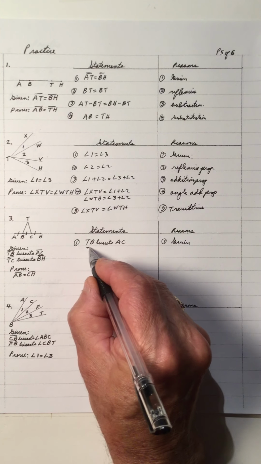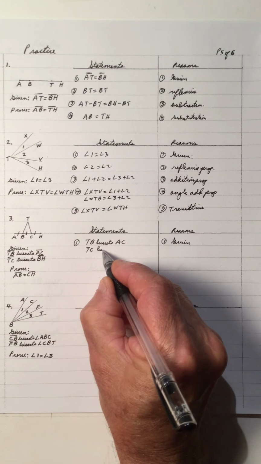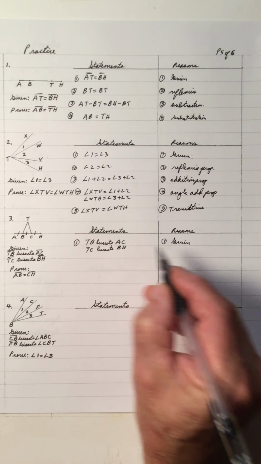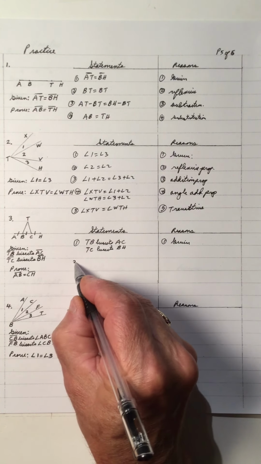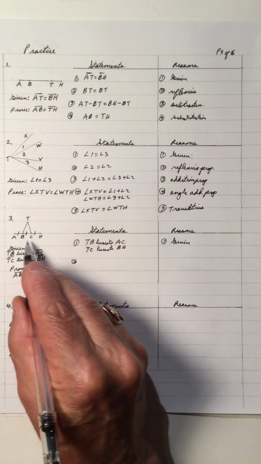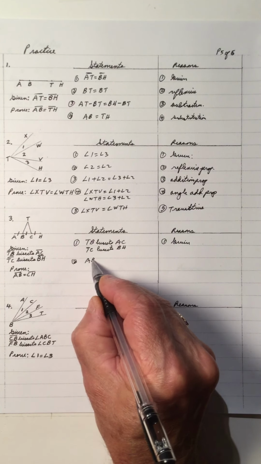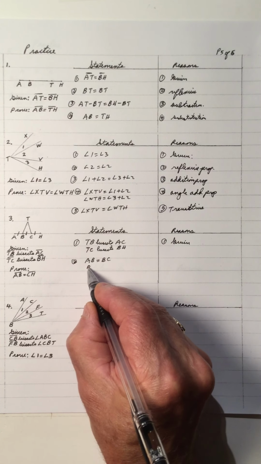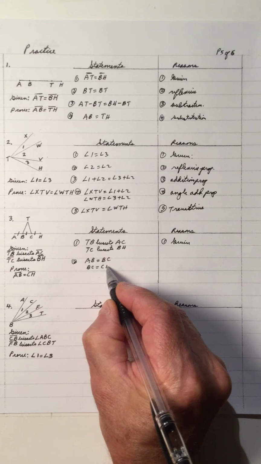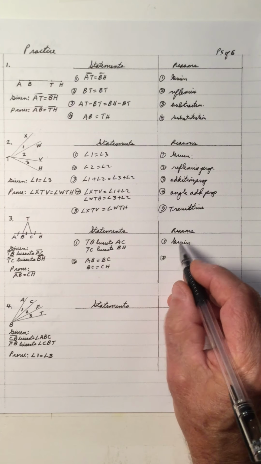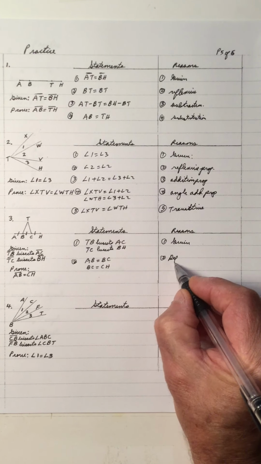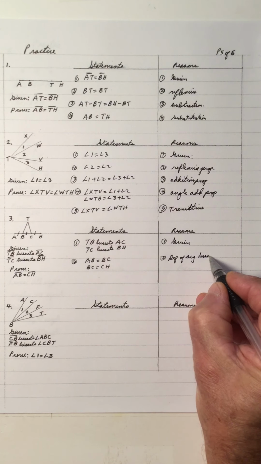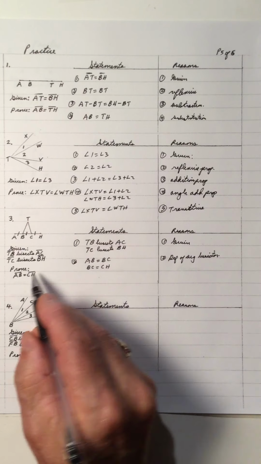Now, some teachers will do it a little bit different. Some teachers will allow you to put all the givens in the first statement, like that. And then the next one is that AB equals BC and BC equals CH, and that's the definition of segment bisector. Again, check with your teacher.